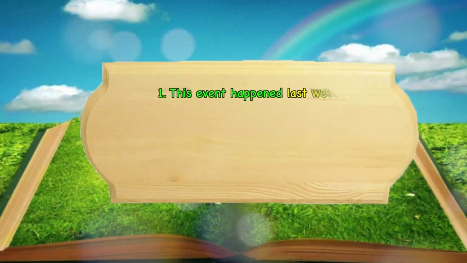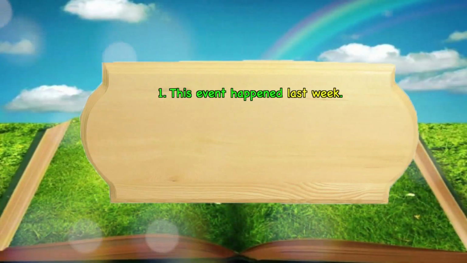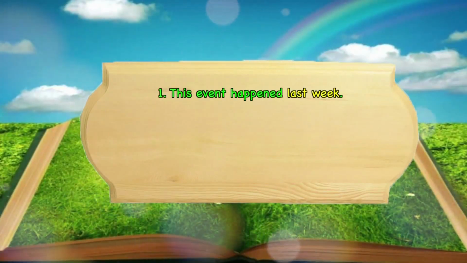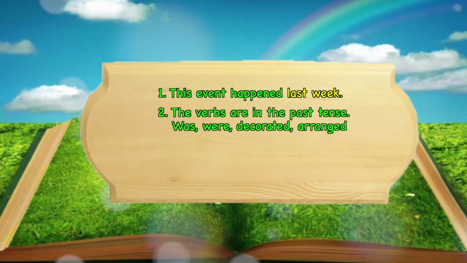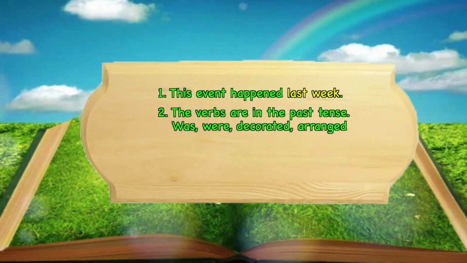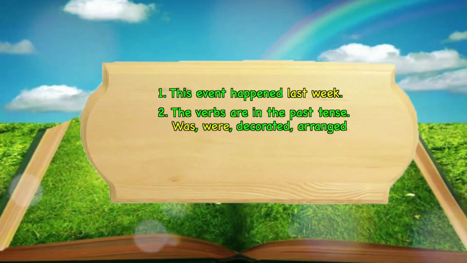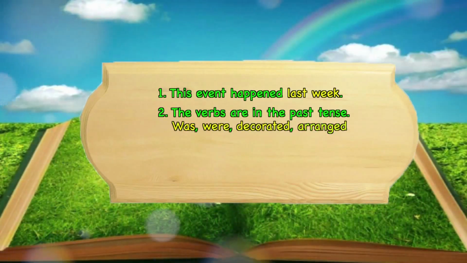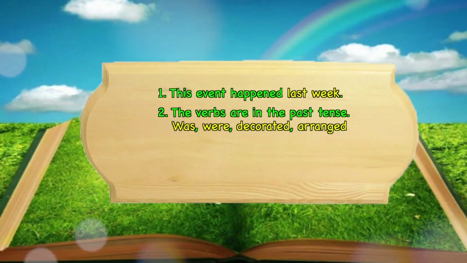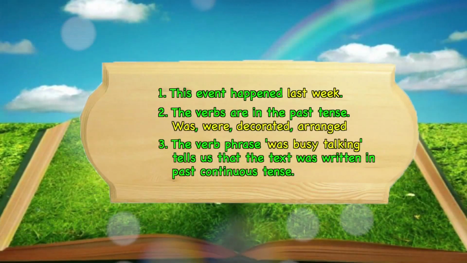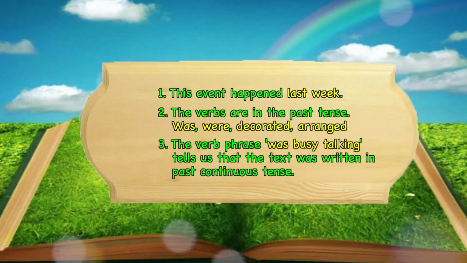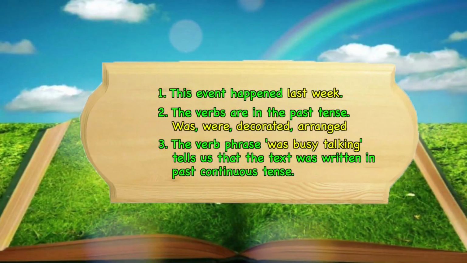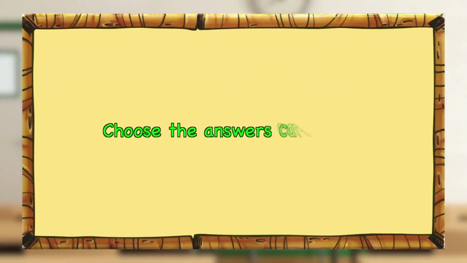Number 1, this event happened last week. Number 2, the verbs are in the past tense. Was, were, decorated, arranged. Number 3, the verb phrase, was busy taking, tells us that the text was written in the past continuous tense. Choose the answers carefully. Now let's look at the blanks one by one and choose the correct answer.